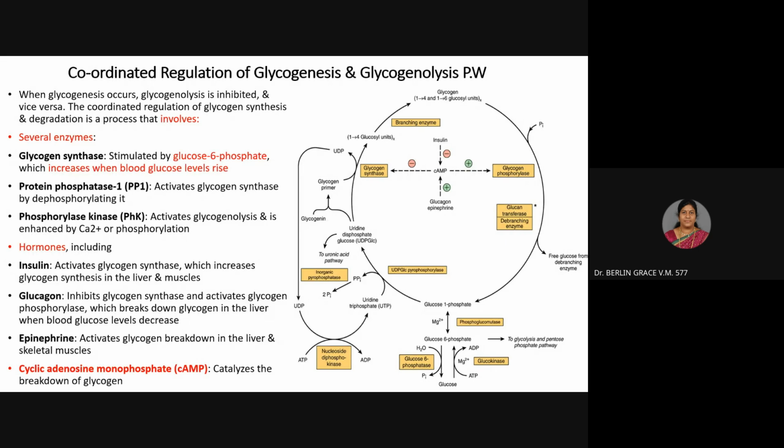And then phosphorylase kinase, that also will activate the glycogenolysis, and it is enhanced by the calcium level or by phosphorylation. Either by increase in calcium level or by phosphorylation, it can be activated. And then hormones, as usual, just like in the glycolysis and gluconeogenesis, insulin activates the glycogen synthesis, and it increases the glycogen synthase enzyme in the liver and muscle, whereas glucagon, in the liver only, activates the glycogen phosphorylase, which breaks down the glycogen to glucose.